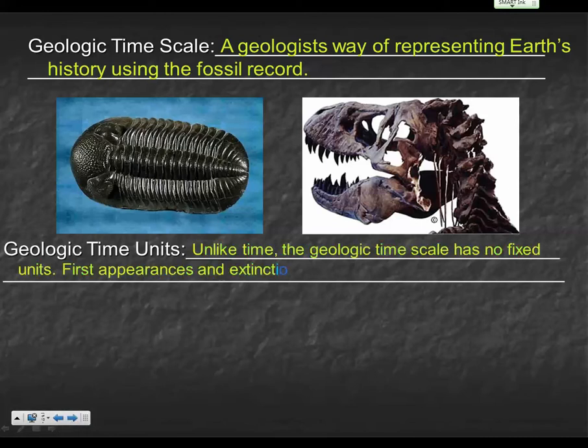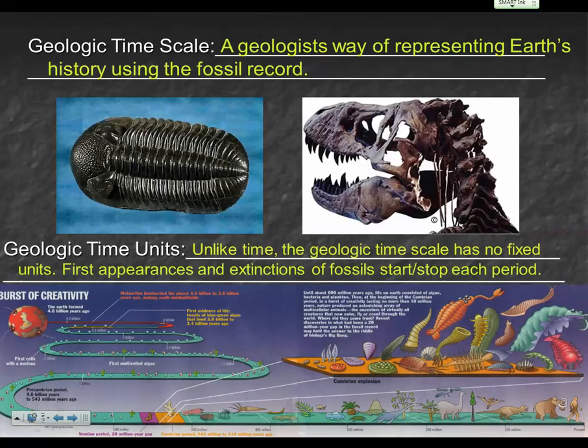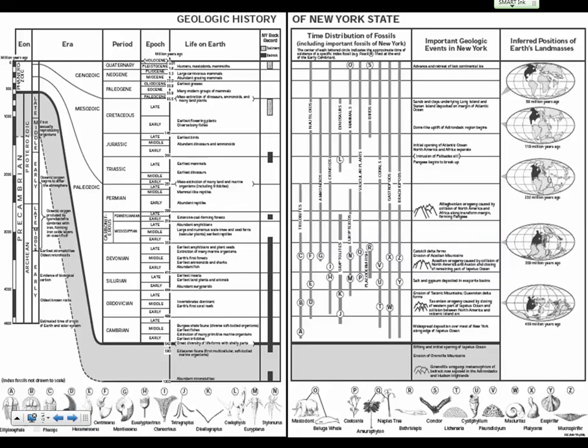And unlike time, the geologic time scale has no fixed units. There's no seconds, minutes, hours, days. It's based on the first appearances and extinction events of fossils, basically the start and stop buttons for each period. And so with that in mind, this is a double spread layout of pages 8 and 9 of your reference tables. I'm going to stop the PowerPoint in a moment and show you a better version of this that you can actually read. But just to give you the general overview, on the far left-hand side, we have the eons.